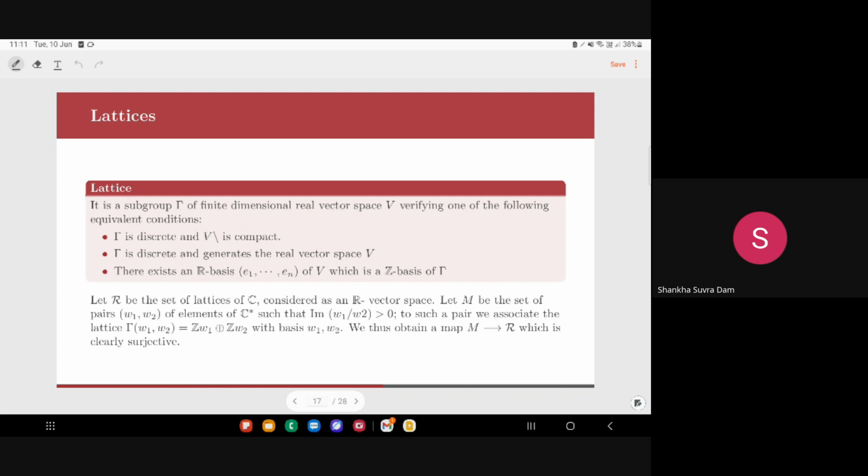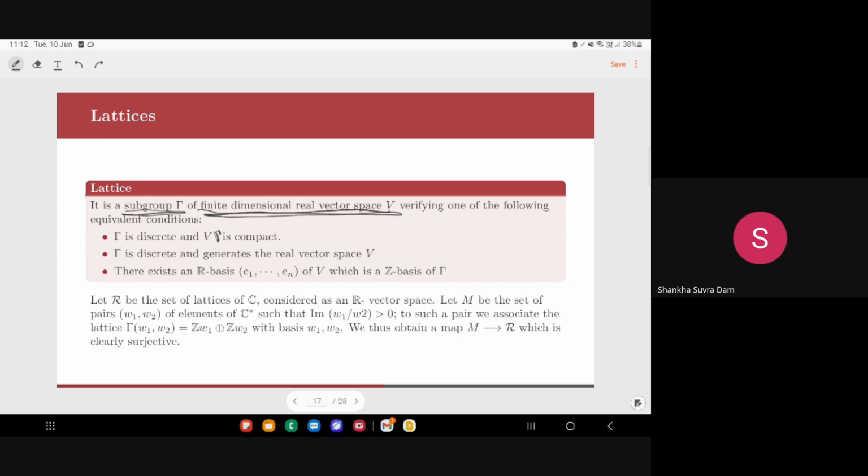A lattice is defined to be a subgroup Γ of a finite dimensional real vector space V verifying one of the following equivalent properties. V/Γ is compact, and Γ is discrete. Γ is discrete and generates the real vector space V. There exists an R basis of V which is a Z basis of Γ.